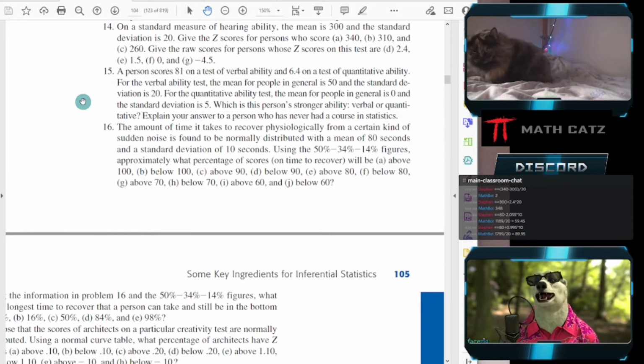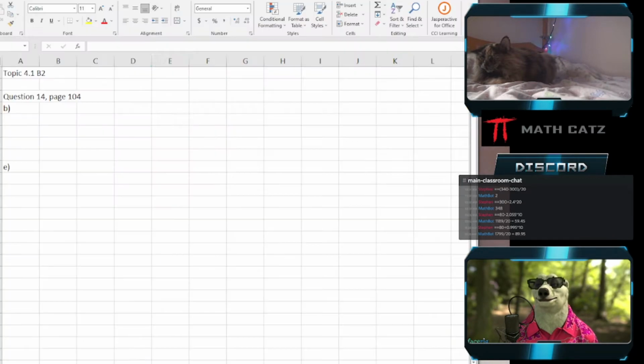On a standard measure of hearing ability, the mean is 300 and the standard deviation is 20. Give the z-scores for persons who score a variety of scores, and then also give the raw scores for persons whose z-scores on the test are as follows. Now, in the previous one, we did A and D. Let's just do B and E. So first off, we're given a raw score of 310. So let's write everything out here.